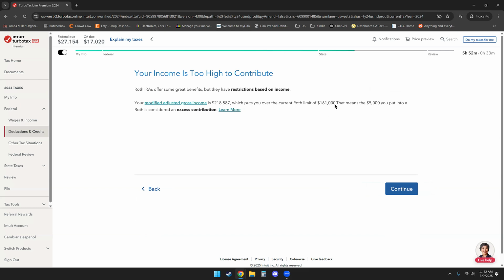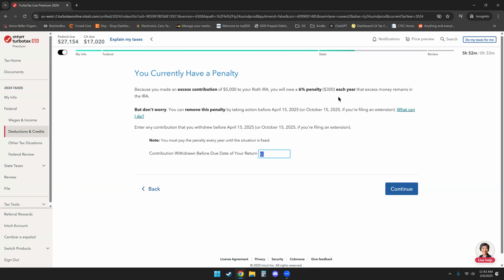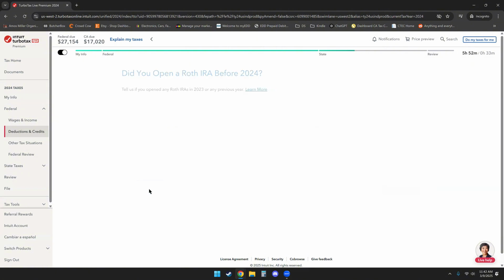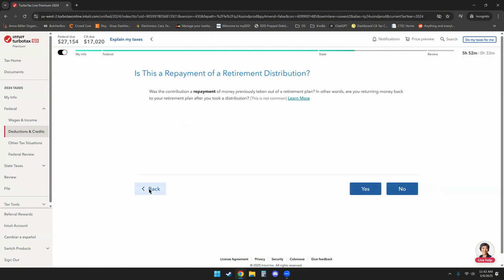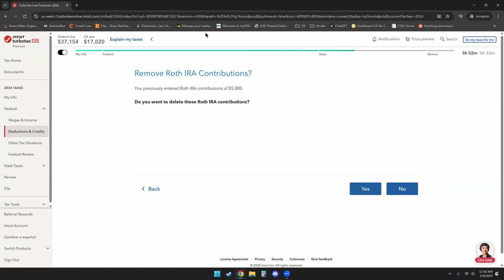I'm over the current limit of $161,000, which means it's an excess contribution, which means I'm going to be charged a 6% penalty each year on the excess money that remains in the IRA. So this is the reason why you would do this backdoor Roth. So I'm going to unselect the Roth. I'm going to select the traditional, and we're going to go through that.